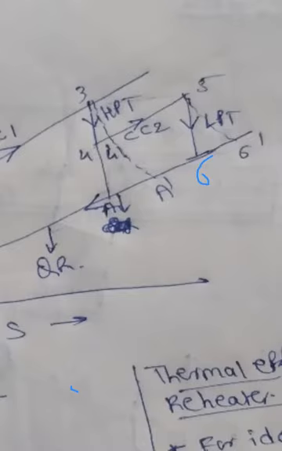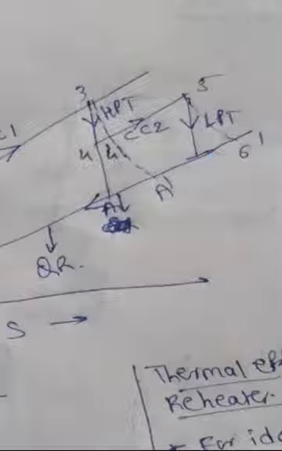In the actual case, we have T4 dash is equal to T6 dash. Now these are all the equal temperatures. Now this we will call a reheater. The same we can discuss for the actual cases.